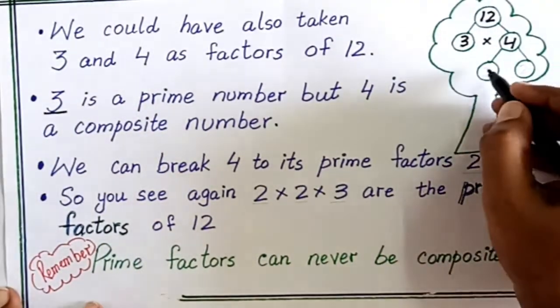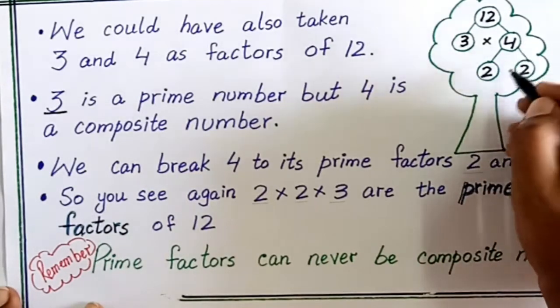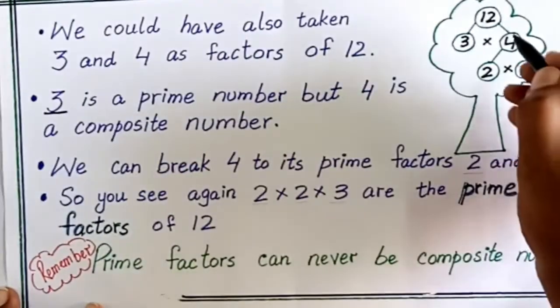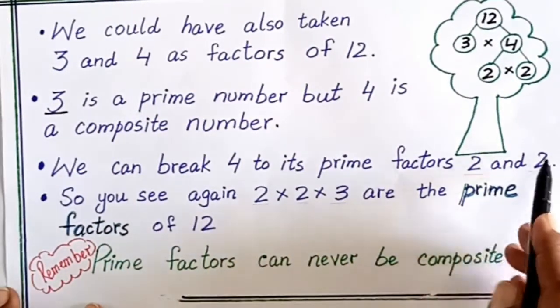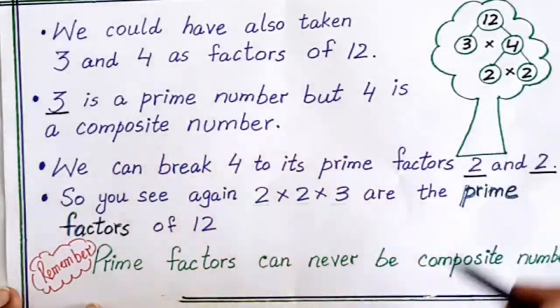So we will see here that 2 twos are 4. We can break down 4 into 2 and 2. We can break 4 into its prime factors, 2 and 2. Now 2 and 2 have become prime numbers.